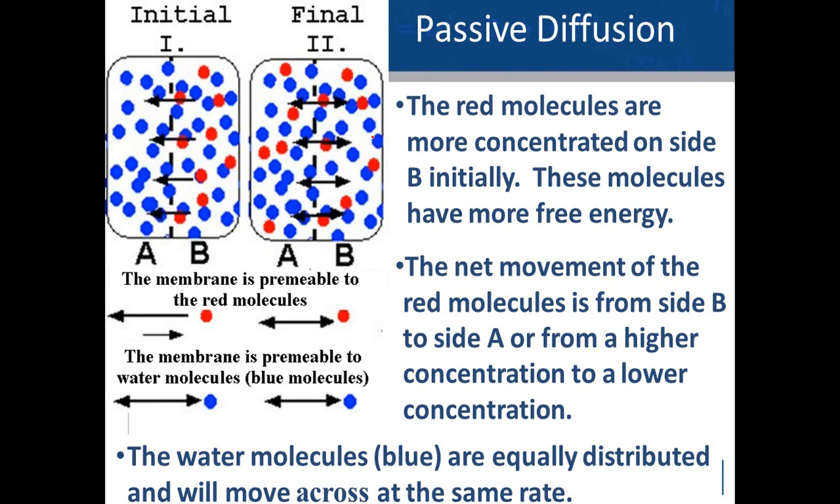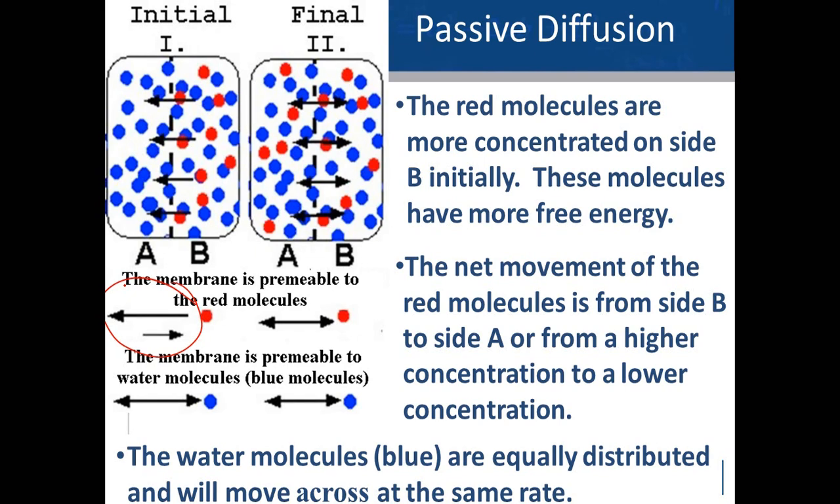Remember, we say that this is a net movement because the molecules do indeed have the ability to move back. So the arrows should be one large arrow from B to A and a smaller arrow from A to B. The water molecules are equally distributed on both sides, so they're going to move across the membrane at the same rate.